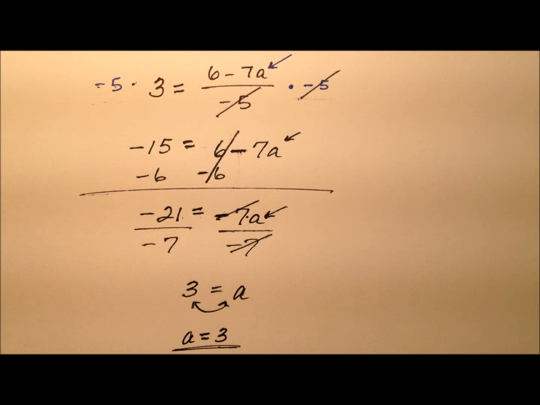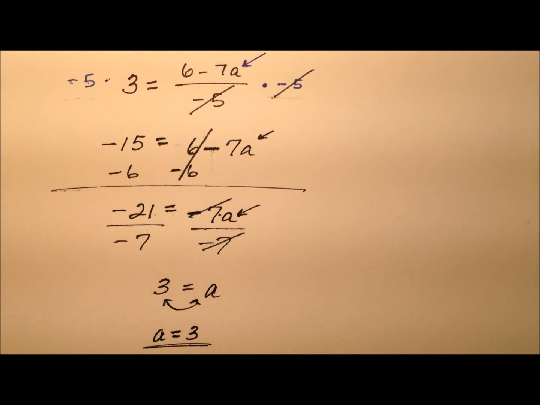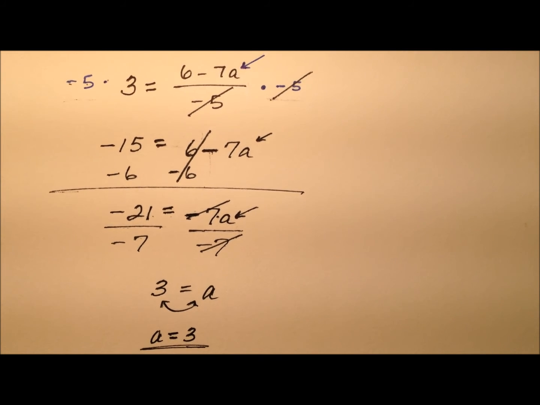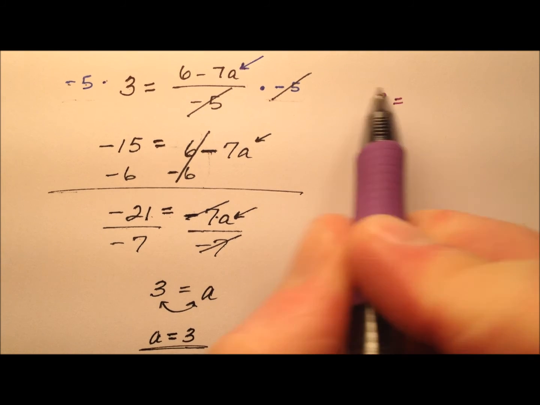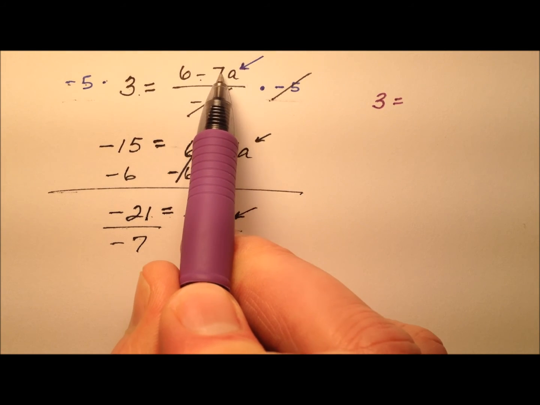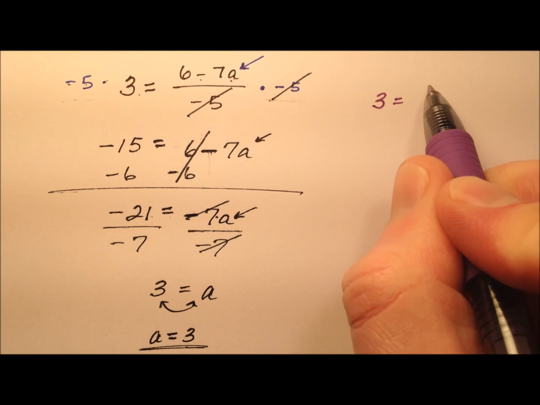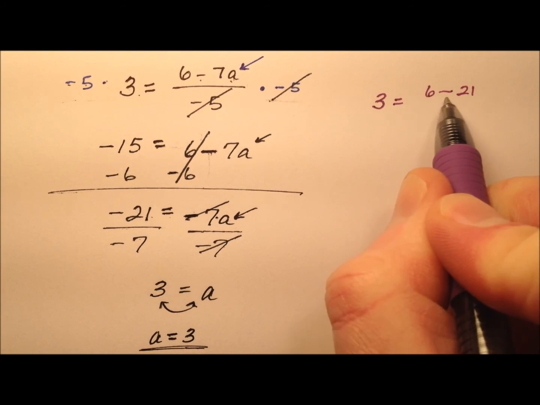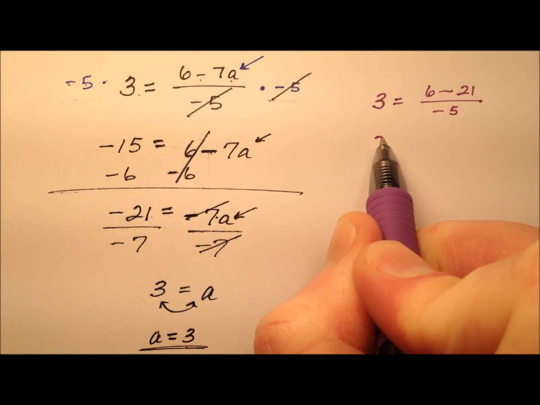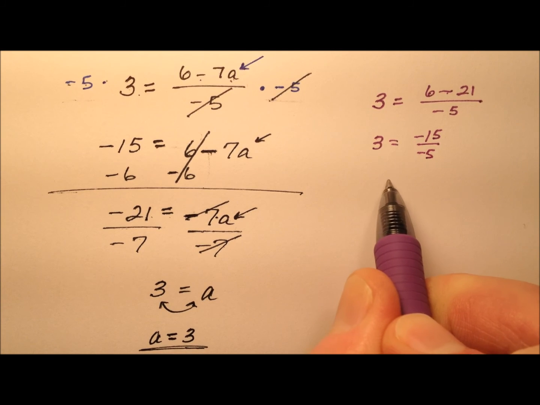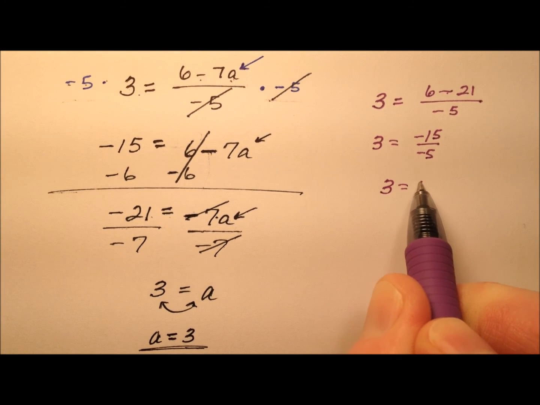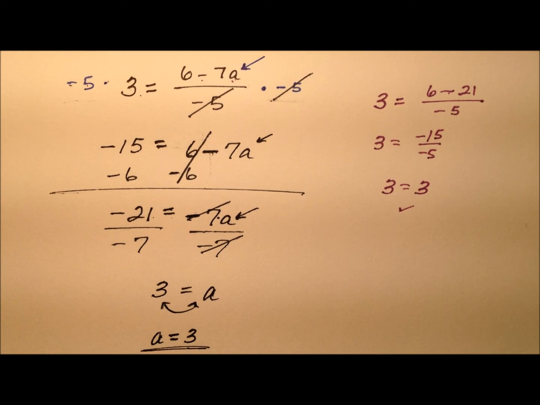All right, let's go ahead now and take that value for our variable, plug it back into our original equation, and just make sure that it works. So on that left side we have 3, so 3 equals, looks like 6 minus 7 times 3. So it's 6 minus, and then 7 times 3 is 21, over that negative 5. So 6 minus 21 is negative 15 divided by negative 5. And negative 15 divided by negative 5 will be 3. So we do see that it works out. And in this case, the value for our variable a is 3.